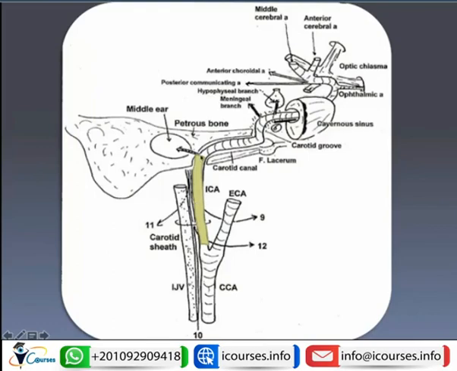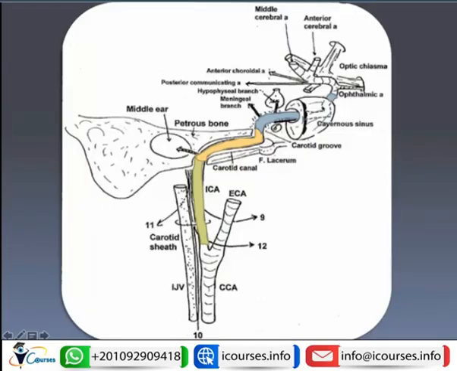Then it will enter into a cavity grooved in the body of the petrous bone. This groove is called the petrous canal, and this part is called the petrous part. This part will give only one branch, which is the caroticotympanic artery, which will supply the middle ear. Then it will enter the cavernous sinus. It will enter the cavernous sinus from the back and has an S-shaped course in the cavernous sinus. Then it will emerge from the cavernous sinus from the roof.